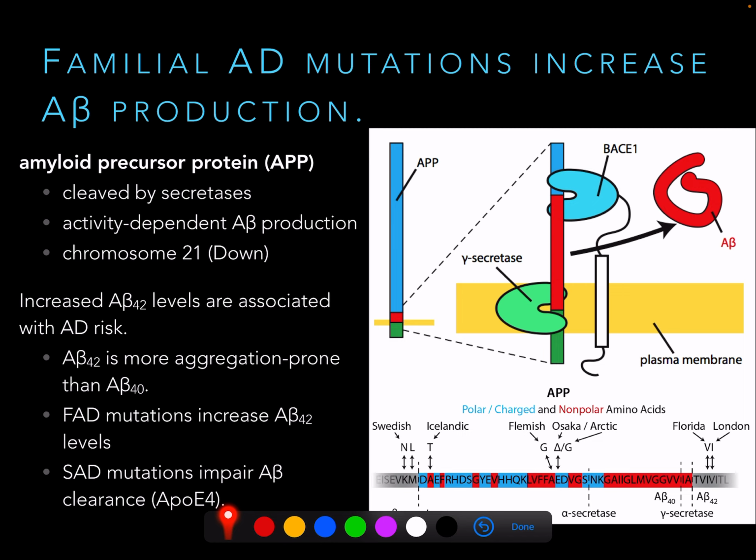So you're making A beta right now, so am I. So any of us could potentially develop Alzheimer's disease. That's why it's such a common disorder. Anywho, let's take a look at the sequence of A beta here.